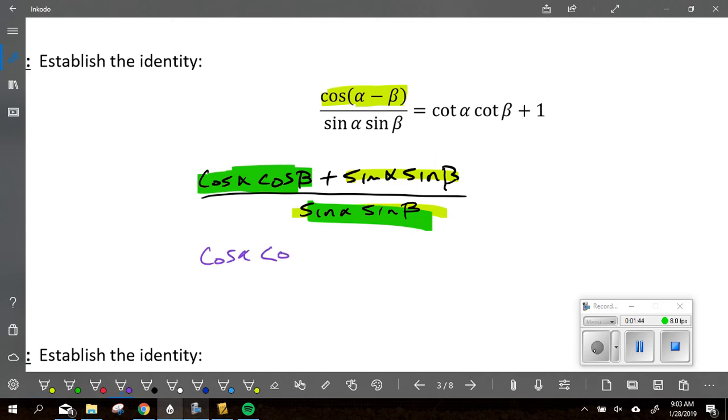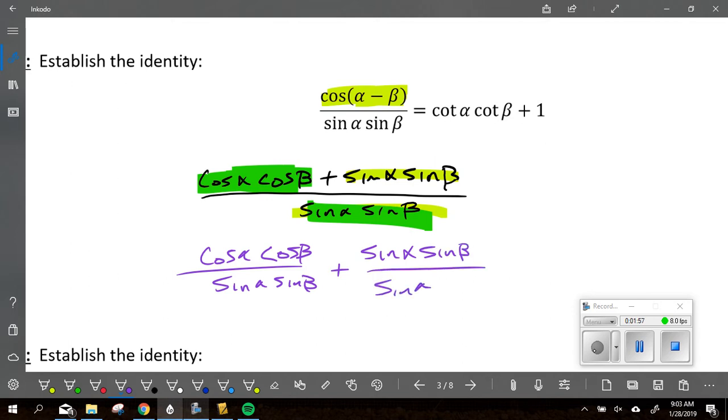Cosine alpha cosine beta over sine alpha sine beta plus sine alpha sine beta over sine alpha sine beta. It's almost the opposite of combining like terms, almost the opposite of getting common denominators. We had a common denominator, so we can easily split that up. When I split this up, hopefully the right side makes sense. It's sine alpha sine beta over sine alpha sine beta, and that's going to get me 1.